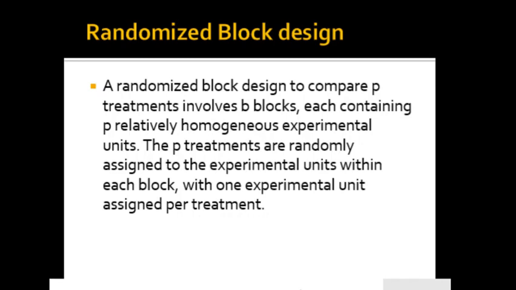Okay, so here is the summary for a randomized block design. A randomized block design can be used to compare P treatments involving B blocks, each containing P relatively homogeneous experimental units. So each block will contain all of the experimental units, and these P treatments are randomly assigned to the experimental units within the block, with one experimental unit assigned per treatment.